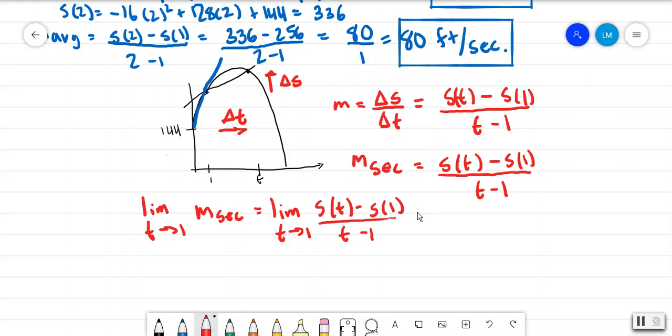Once you get t close enough to 1, if you look at the change in s over the change in t, most people can say that's distance over time, which is velocity. So this gives you the slope of the tangent, which is also known as the instantaneous velocity.